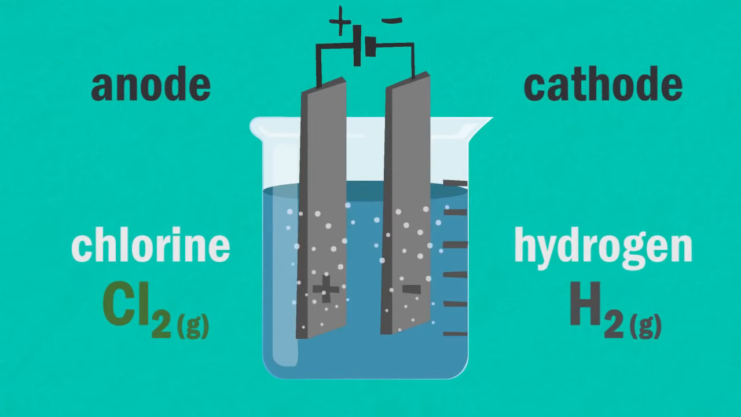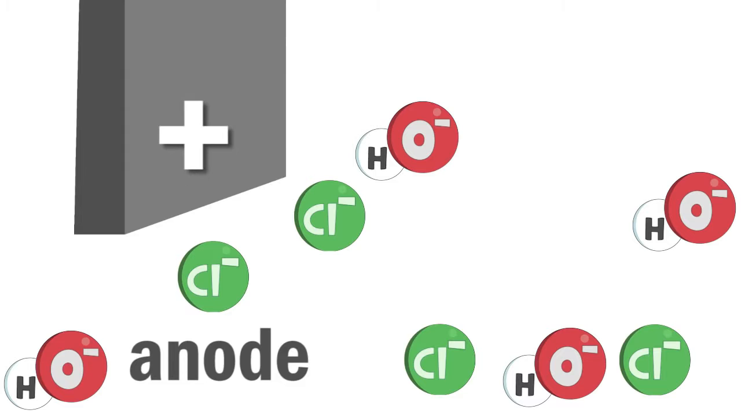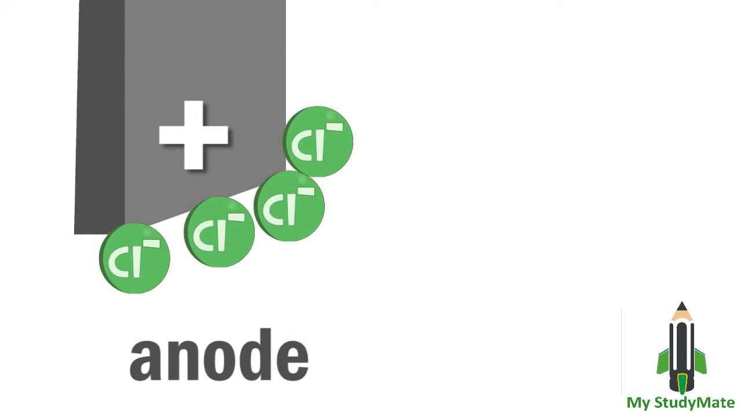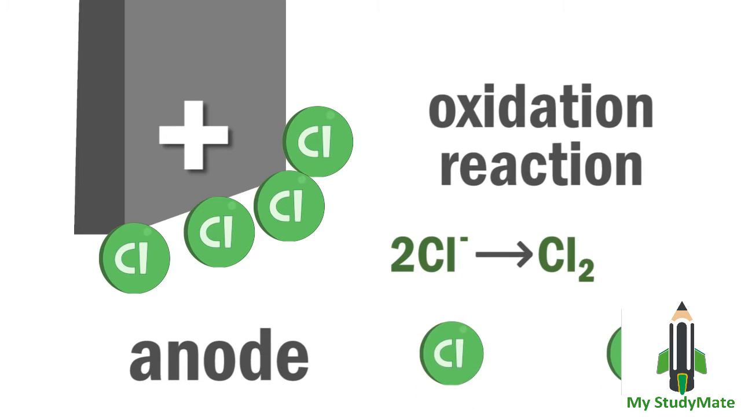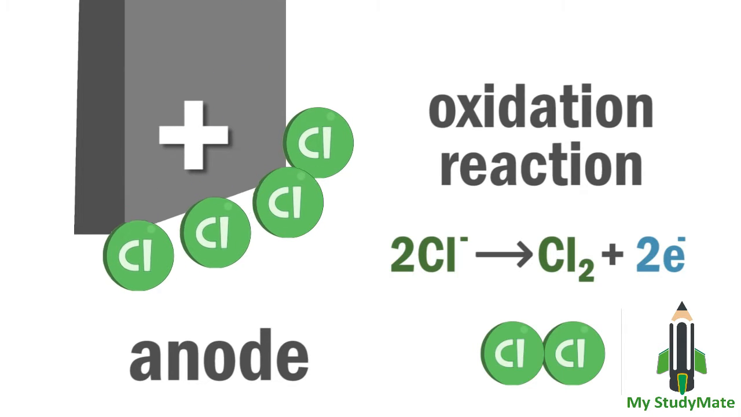Let's look at what's going on at each electrode. The anode is positive and attracts the negative chloride and hydroxide ions. The chloride ions give up their electrons to the anode and are oxidized to chlorine molecules. Two ions need to be oxidized to make a diatomic chlorine molecule, and two free electrons are produced. The electrons are given up to the anode and the chlorine gas bubbles up to the surface of the cell.